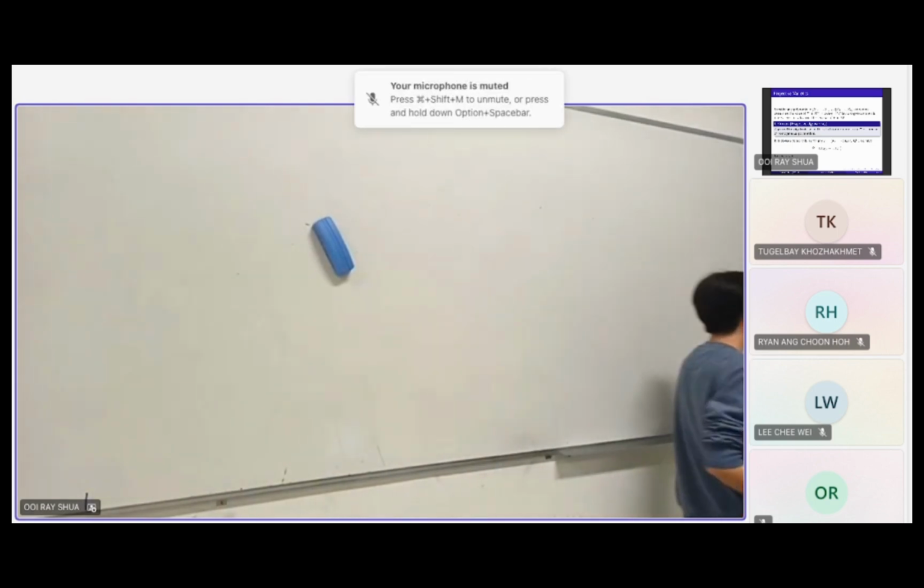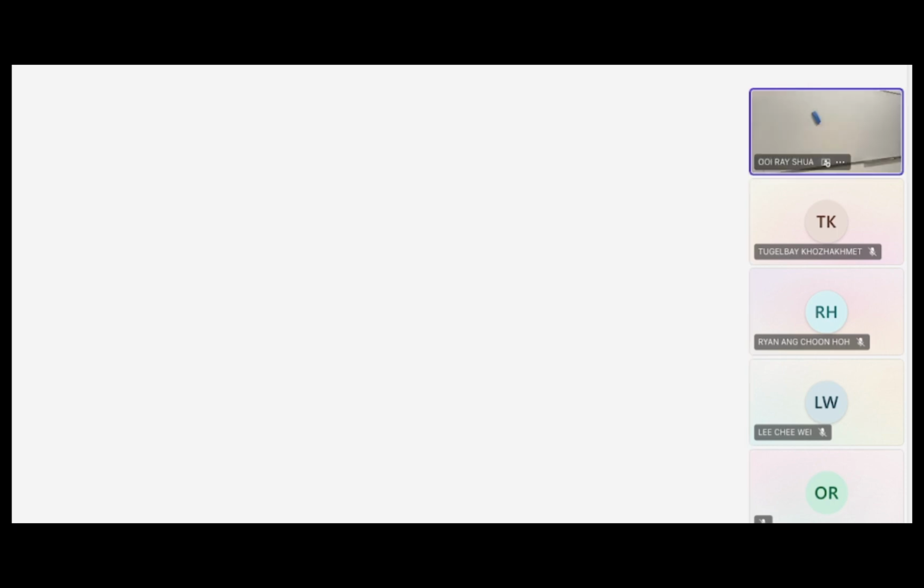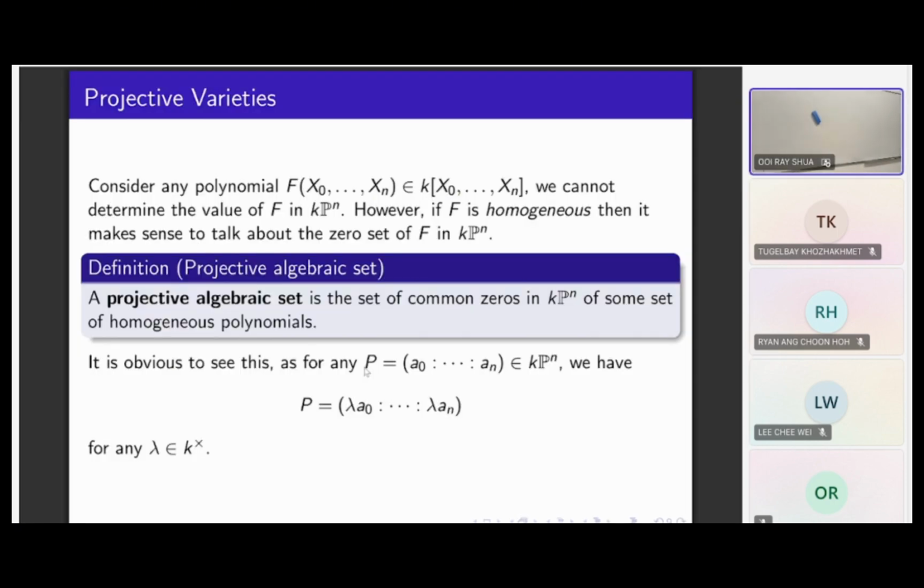Now if we consider homogeneous polynomials, that means you can consider points in the projective space as zero sets of the polynomial, because it is homogeneous. Just by the relation, everything is still 0. Okay? This is the definition.